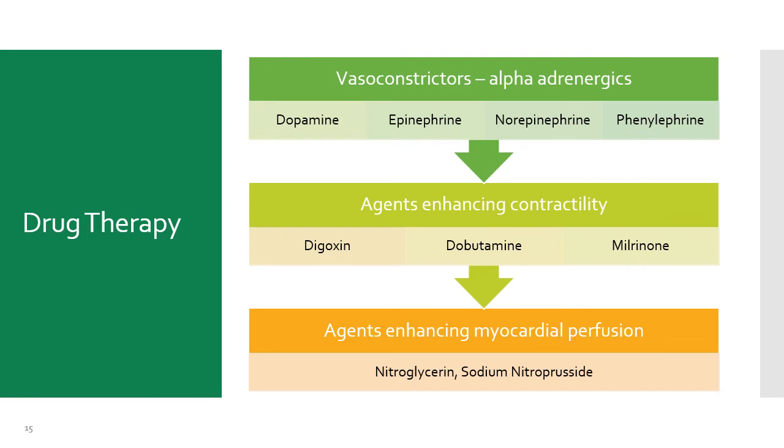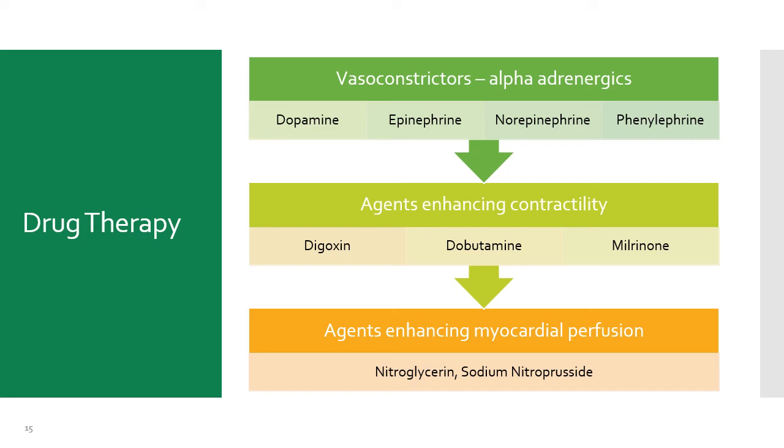Drug therapy. So we've talked about vasoconstrictors, or alpha adrenergic drugs. These are drugs like dopamine, epinephrine, norepinephrine, and phenylephrine. So these are alpha drugs that cause, again, arterial constriction and capillary constriction. So these will help us shunt blood back to the core and move more of the circulating volume into that venous side in order to have adequate preload.